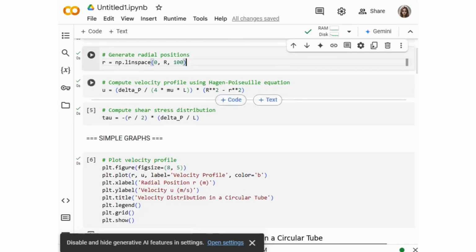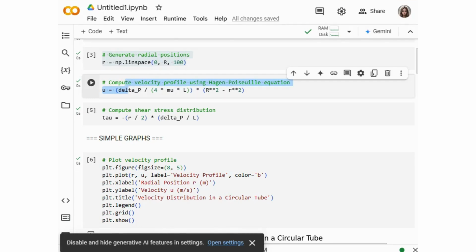Then we have r with np.linspace. This basically generates the radial positions. So we are creating an array of 100 evenly spaced points from 0, the center of the pipe, to R, the pipe wall. These points represent the radial positions where we will compute velocity and shear stress. Then we are calculating velocity. Using the Hagen-Poiseuille equation, we can compute the velocity at each radial position, and you all know the formula that is written over here.